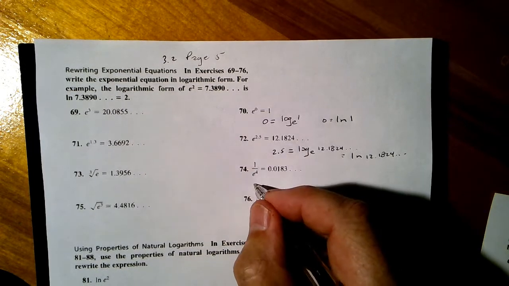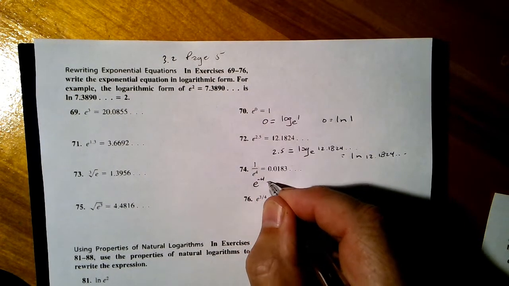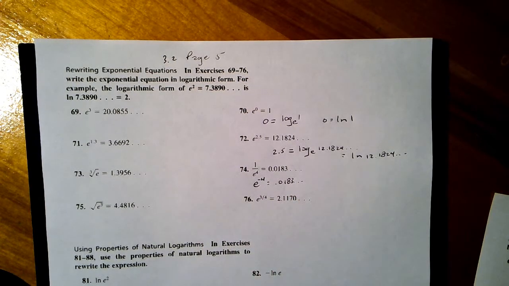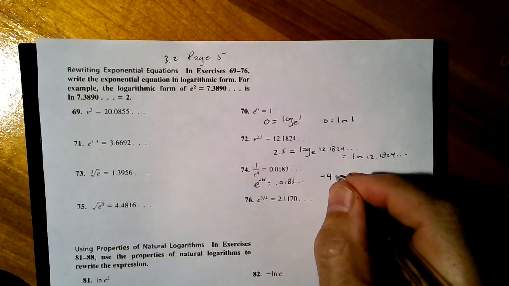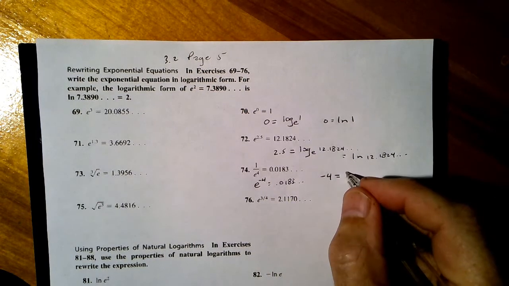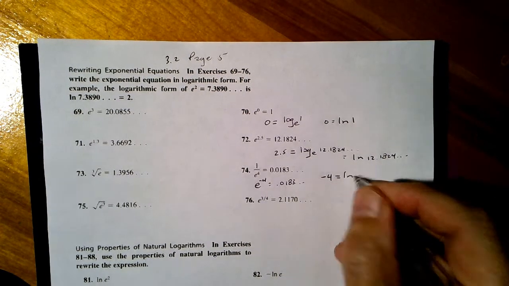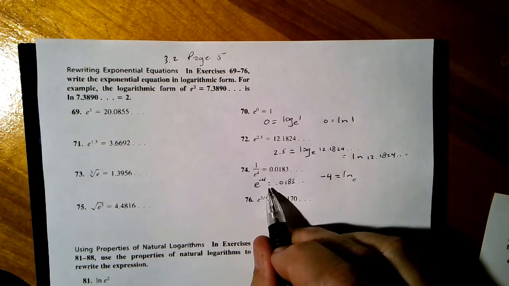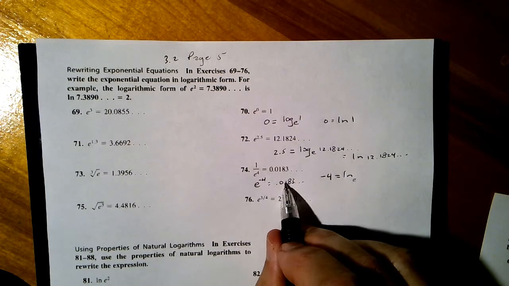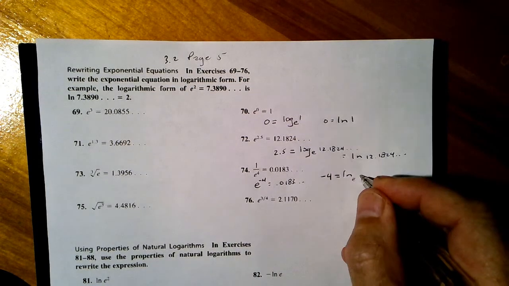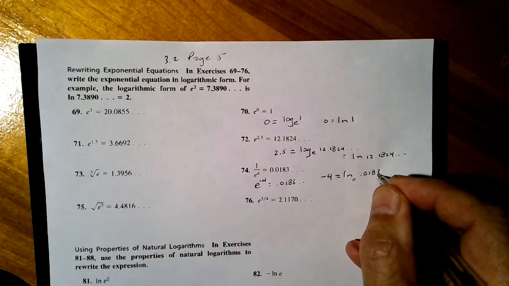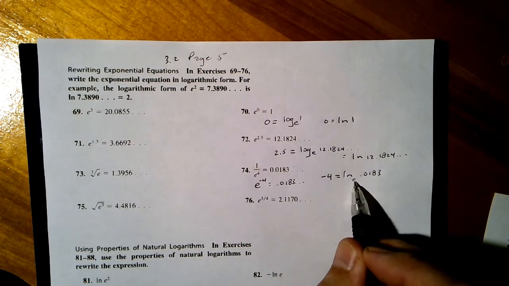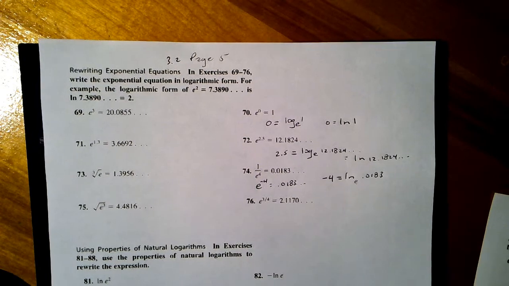Now, I'm going to rewrite this as e to the negative 4th. And now we see that negative 4 is the exponent log, in this case ln, is the exponent that turns e. There's a sneaky hidden e. Negative 4 is the exponent that turns e into 0.0183. So this is the exponent, negative 4, that turns e into 0.0183.